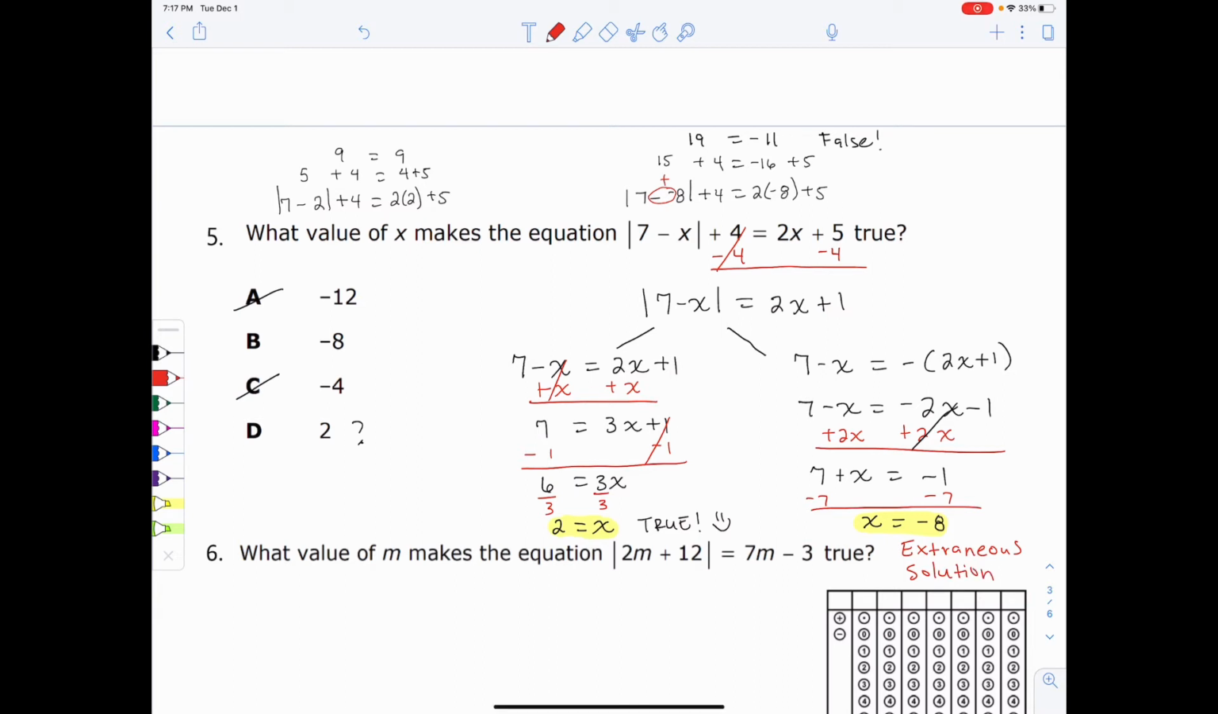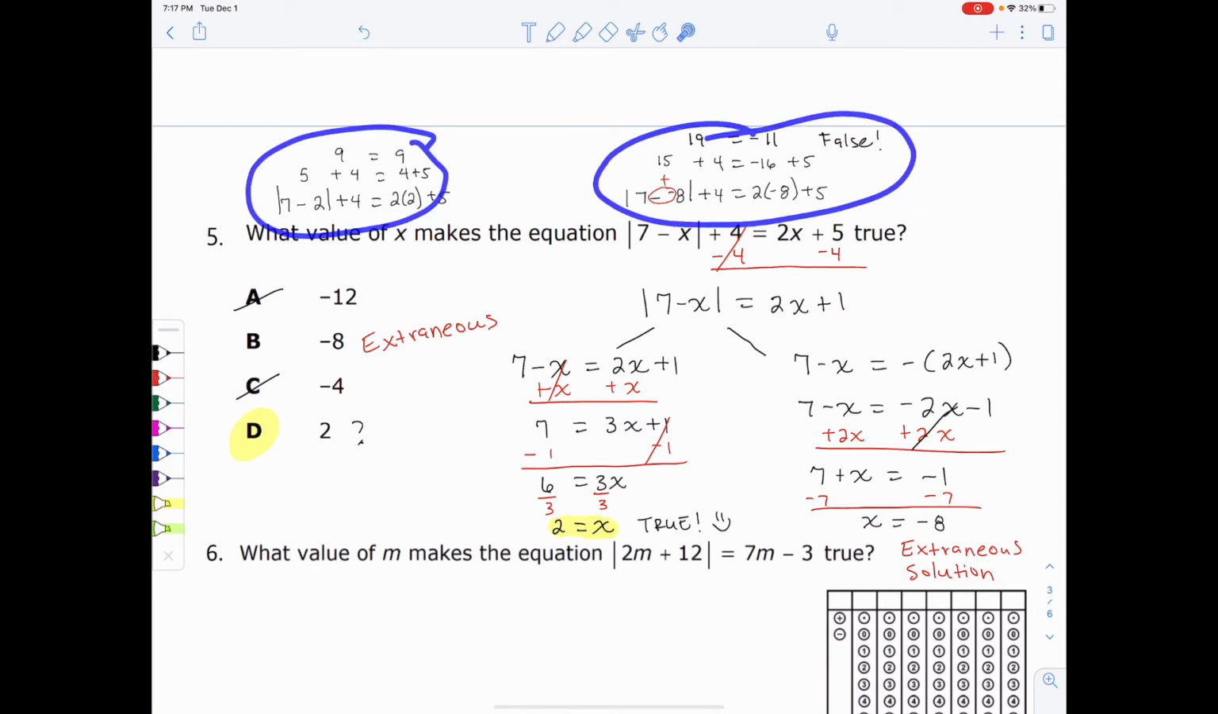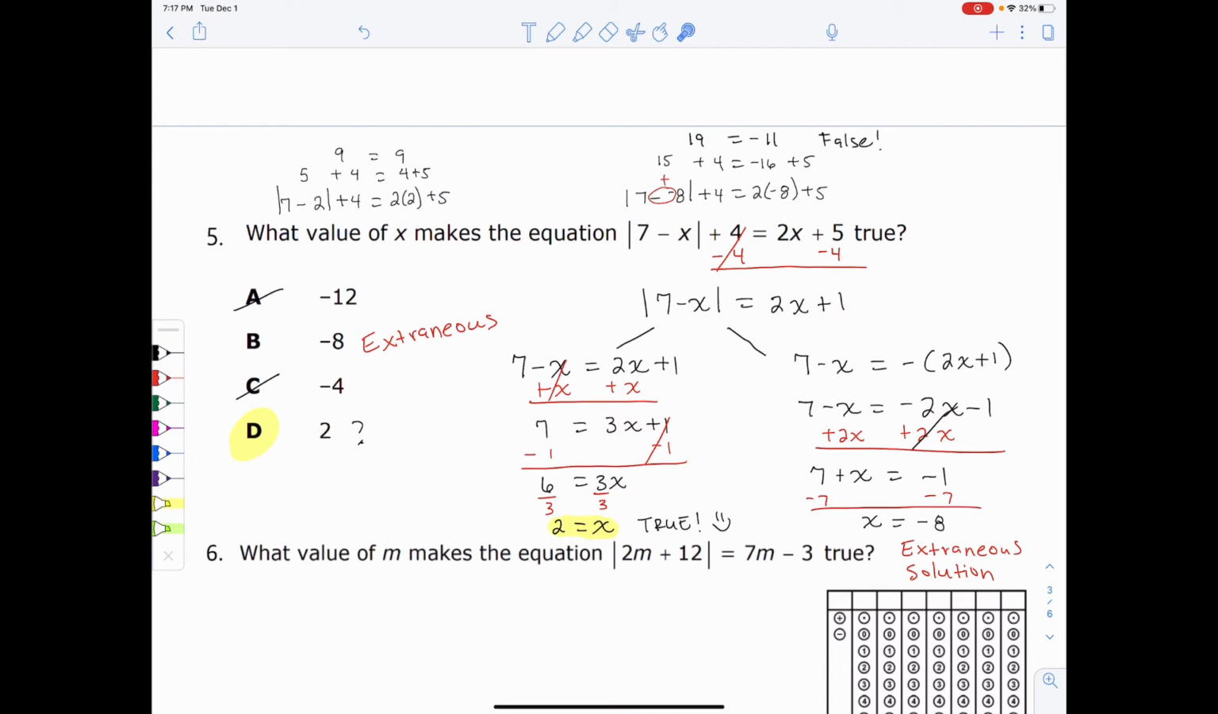So that means a solution that doesn't really work. So it's not really part of my solution set. It doesn't actually make the equation true. So the only x value that actually makes the equation true is 2. So then that means that my answer has to be D. This is an extraneous solution. Doesn't actually make the equation true. So this here is the reason behind it, right? When you plug it back in, it doesn't actually work, but 2 does.